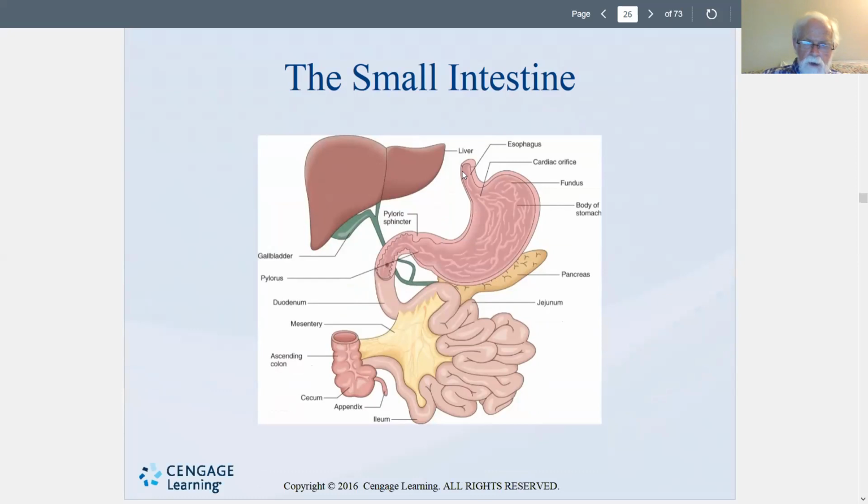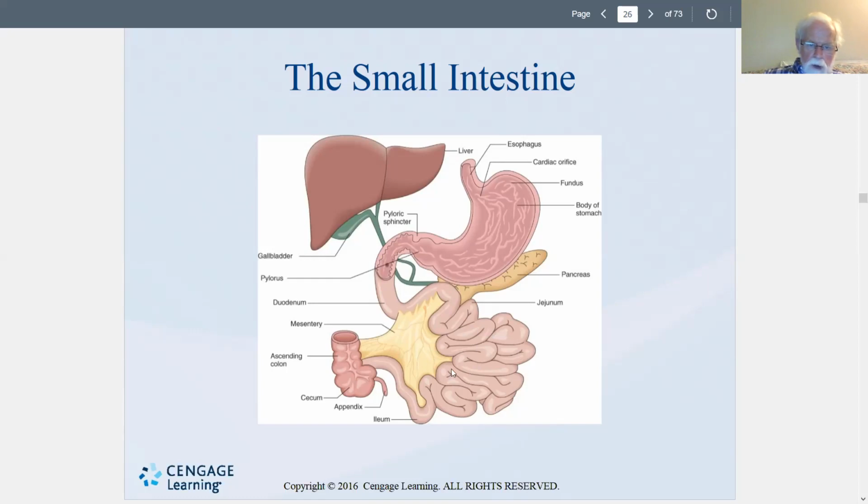We have the esophagus coming down from the throat, from the pharynx, entering this area, the fundus, this rounded portion that actually rises above the entrance of the esophagus. The body of the stomach follows. Here we have the pylorus area and the pyloric sphincter, also known as the pyloric valve, moving into the duodenum. And then into this twisty, windy stuff called the jejunum.